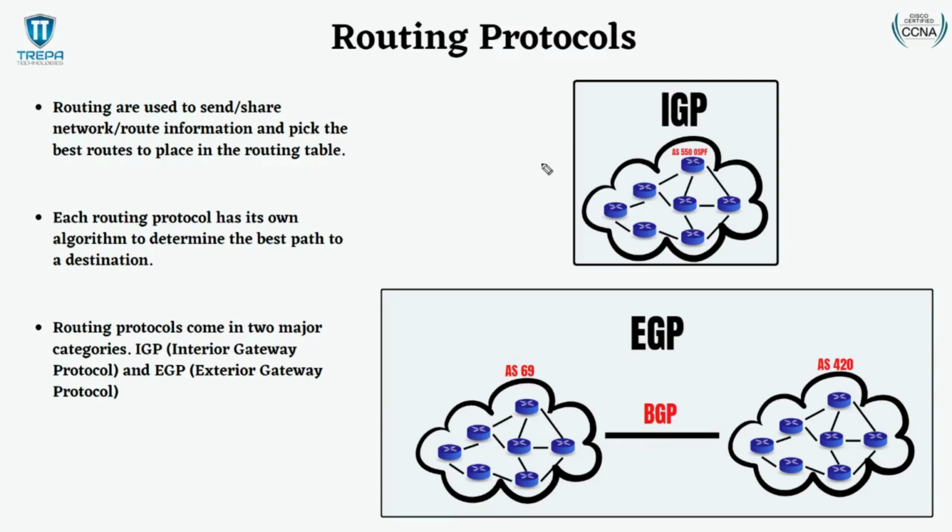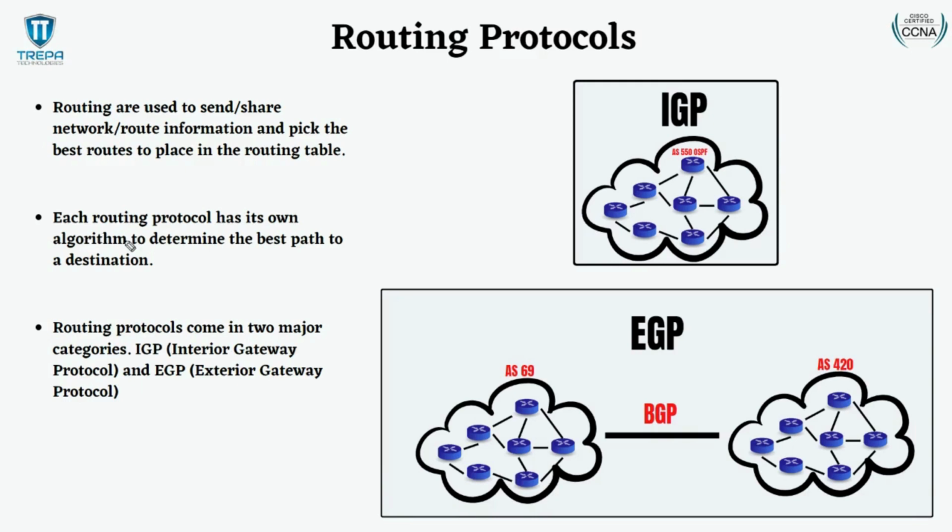Routing protocols are used to send and share information and pick the best routes to place in the routing table. That's the whole purpose of dynamic routing protocols, right? They need to share information with their neighbors and place the best routes in the routing table. They do that with their algorithms, their different costs, metrics, and administrative distances, which we're going to break down.